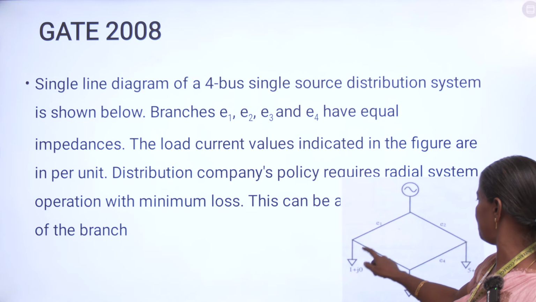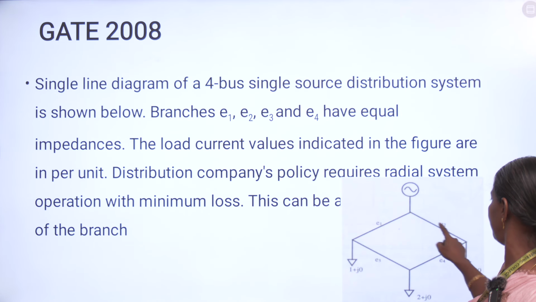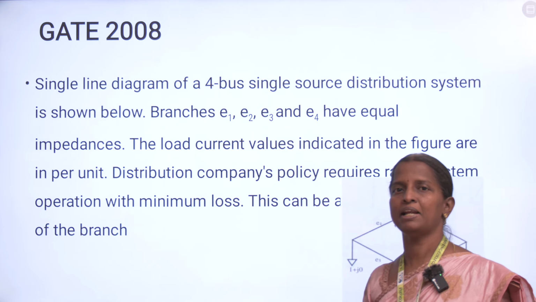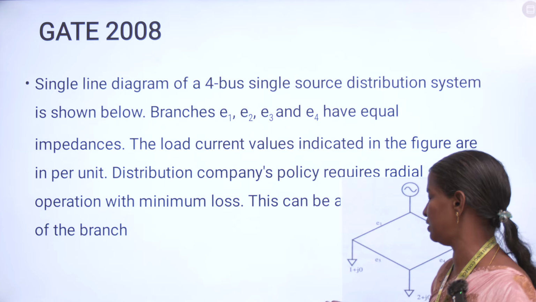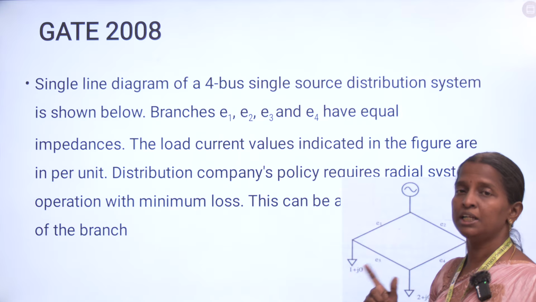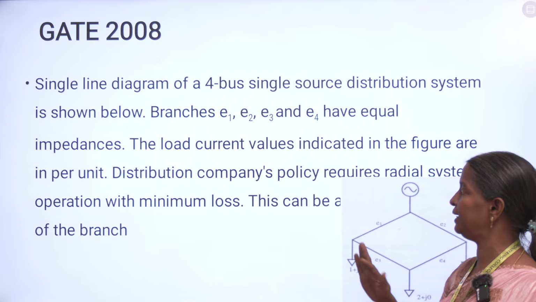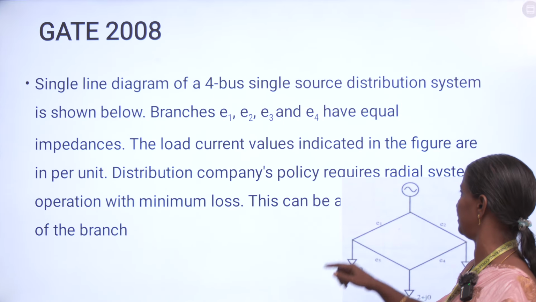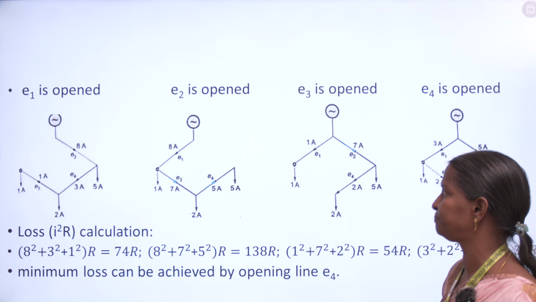In E1 it will be for the first load, and for the second and third load it will be distributed like this. So anyhow we will have the distribution of current for all the loads. So I have to eliminate any one of these sections in order to save the copper, in order to save the money. So the minimum loss must be there. That is the important factor they have given. Let us see how to solve it.